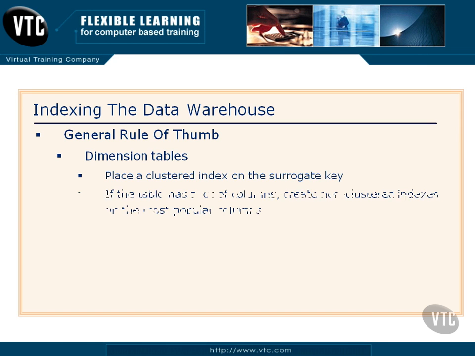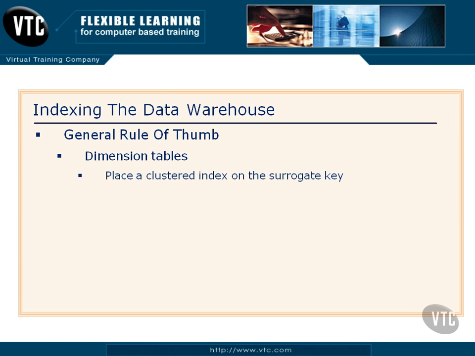So the general rule of thumb with dimension tables is this: place a clustered index on the surrogate key. Now the surrogate key is going to be, let me back up just a minute and talk about this. That surrogate key is going to be that auto-incremented key that you put out there that you're going to use to identify every individual unique row in that dimension table. You're going to have that surrogate key, remember, because of type 2 slow changing dimensions. You want to use that surrogate key because it helps you maintain uniqueness, and it helps you put data into that dimension table very easily.